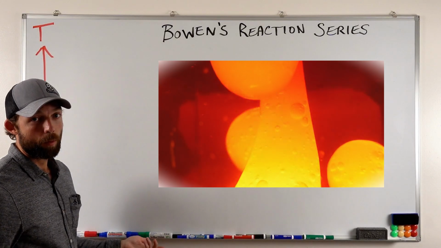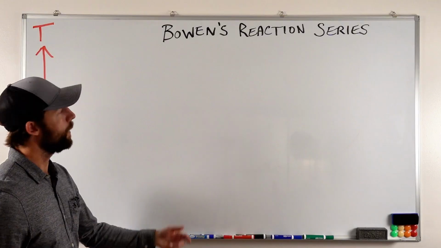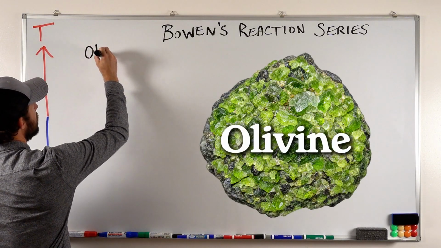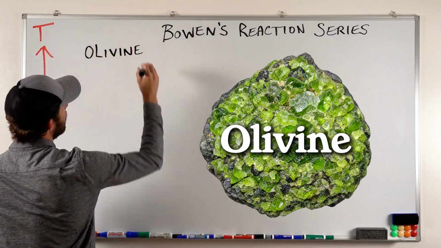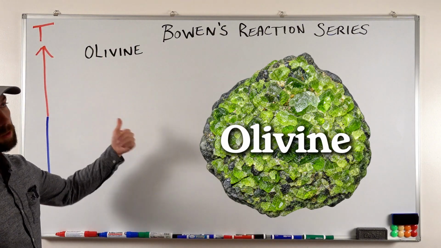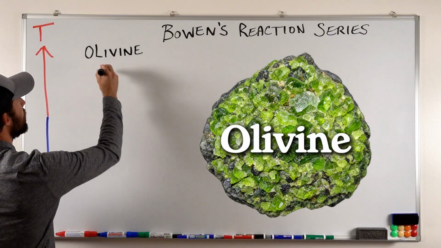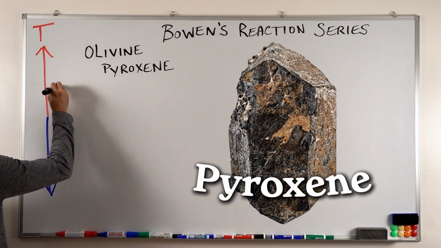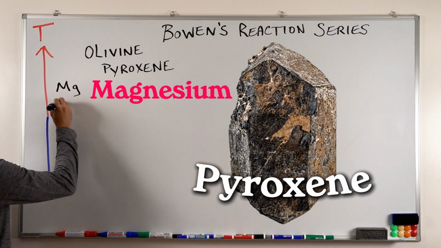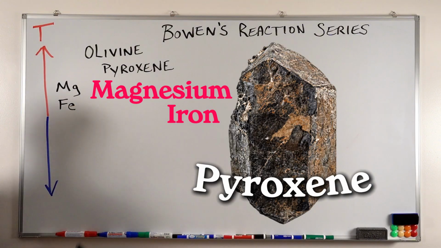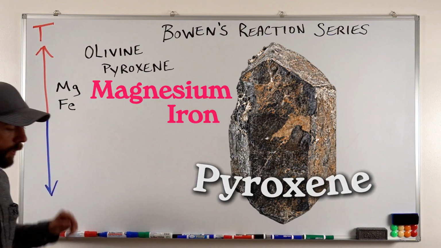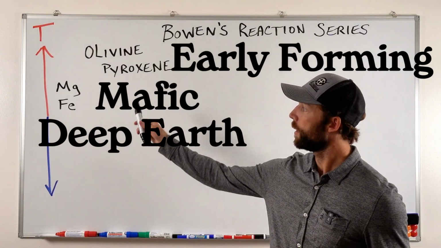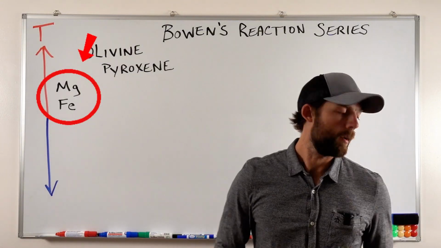So we imagine as a mantle plume rises through the crust, its temperature starts to go down. And do you remember, the first mineral to form as the mantle plume starts to cool and crystallize is olivine. We'll write it again. Okay, olivine's first one in, first one out. Then remember we talked pyroxene, next one to form. These are early, these are using magnesium and iron. Remember our early forming mafic minerals, deep earth conditions, magnesium and iron rich.